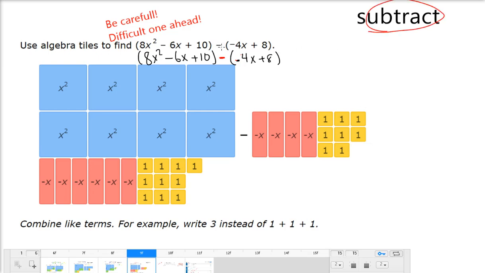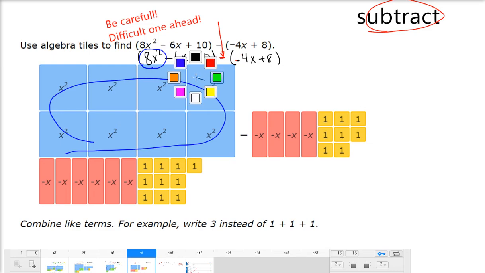All right, we're going to be subtracting. When we subtract, look at what's in between those two parentheses. It's a minus sign. That means we're going to be subtracting. So we start with the x squares, and they happen to have 8 of those. So there's 8x squares right here. And we also have negative 6x, which is going to be represented with red. And then the singles, we have 10 singles. So we start with 10 of those.